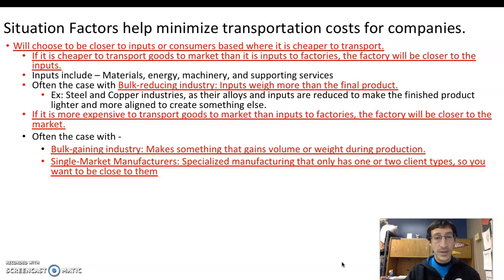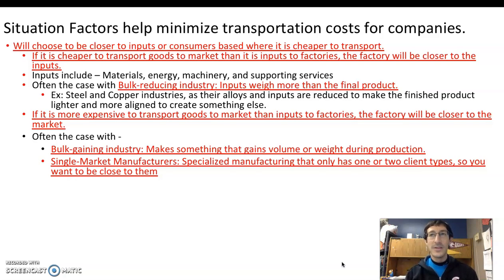So examples, we'll see some of those in the next slide or two. Then we also have single market manufacturers, so groups or businesses or companies that make a certain product that's only available to certain clientele. It's not readily available. Like here I have my water bottle.